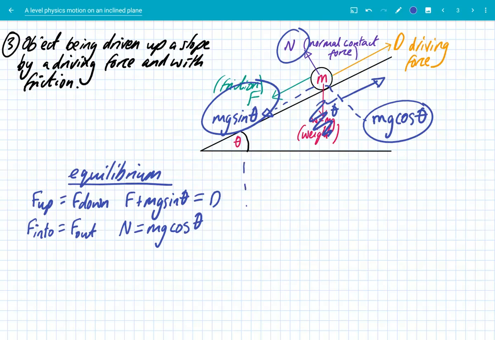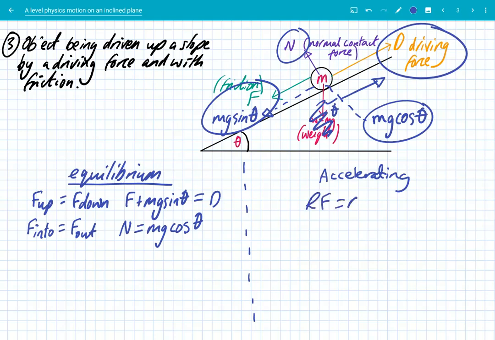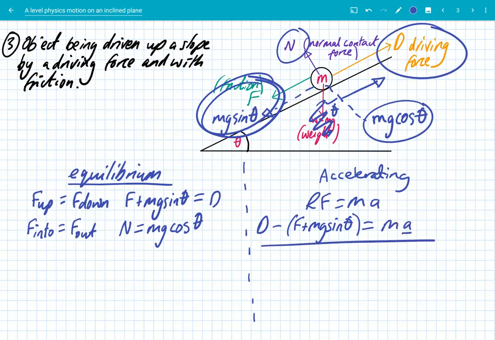Quite often though, we'll have a car that's accelerating up the slope. If it's accelerating up the slope, the driving force must be bigger. So we can use Newton's second law, resultant force is equal to ma, and we can say that the driving force, take away the force down the slope, which is F plus mg sine theta, and I'll circle those two forces again, is equal to ma. And when you substitute in your values, you'll be able to calculate the acceleration.